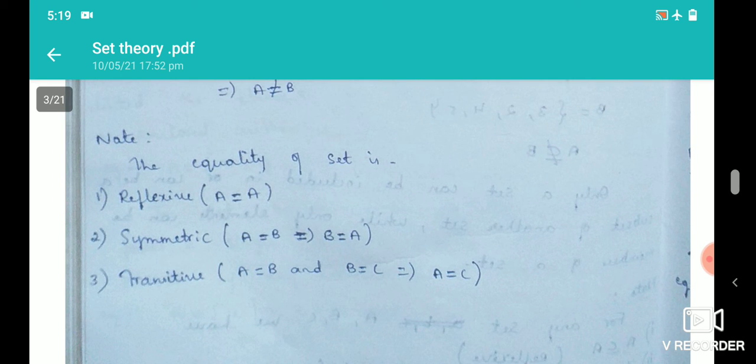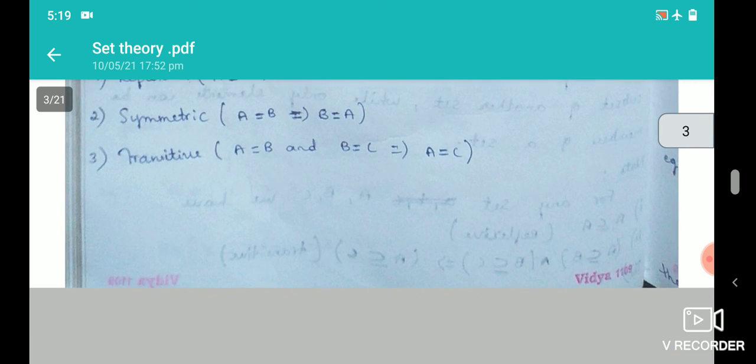So reflexive property: A equal to A. Symmetric property: A equal to B means B equal to A. And transitive property: if A equal to B and B equal to C, that means A equal to C. Okay, so that is the transitive property.